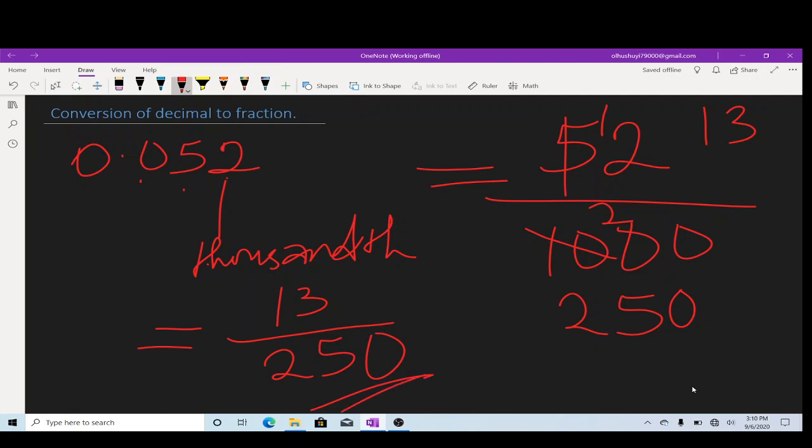I believe with these few examples, you can now carry out operations, or you can now solve questions that involve conversion of decimal numbers to fractions.